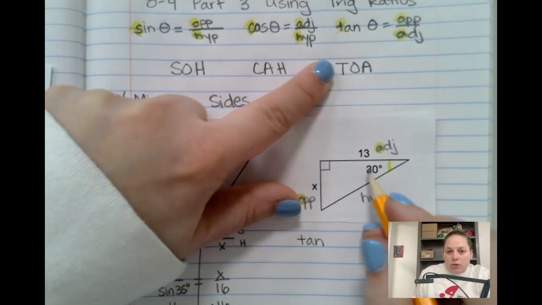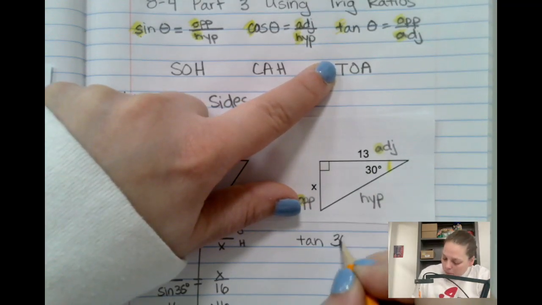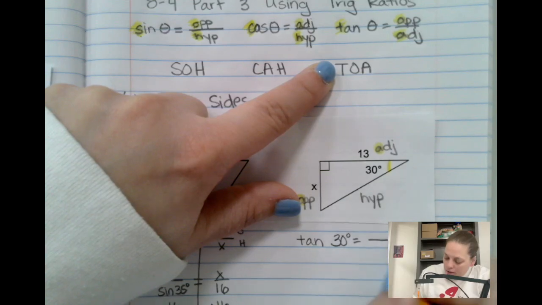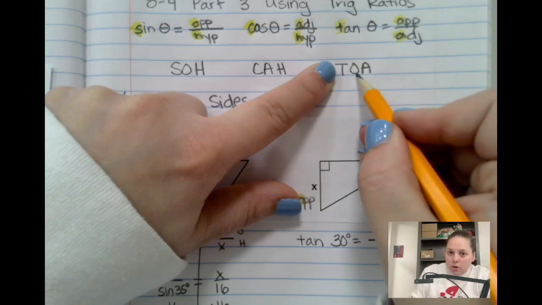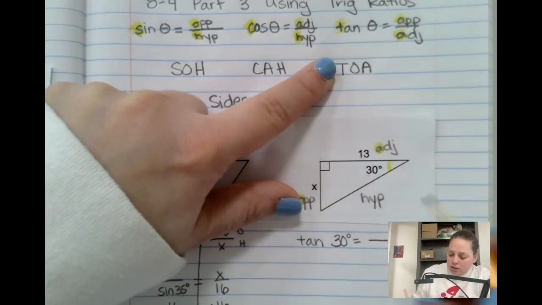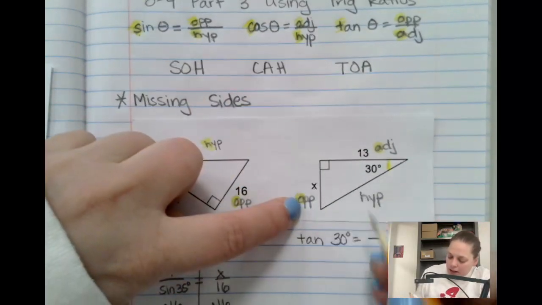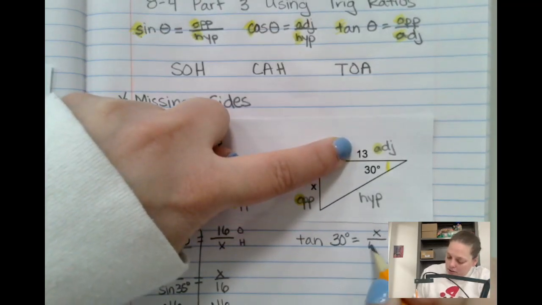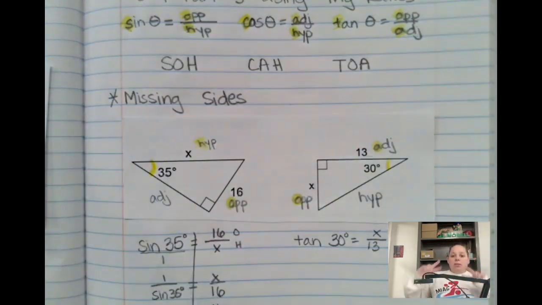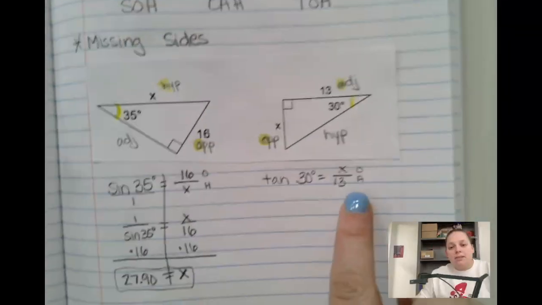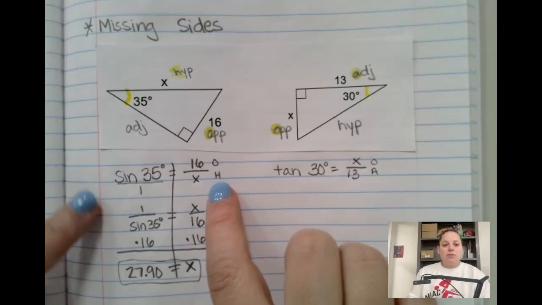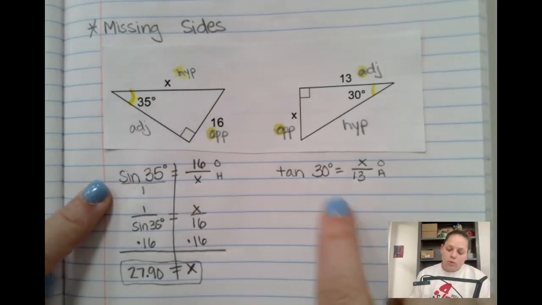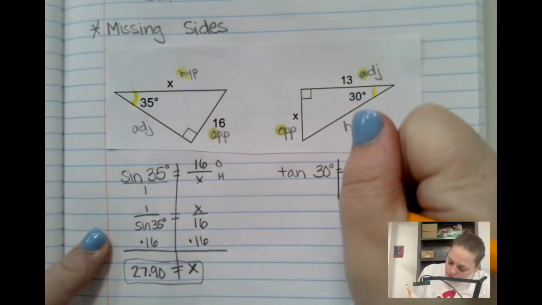So I'm going to say tangent of my angle, 30 degrees. Now it's OA, so O over A. SOHCAHTOA, O over A, opposite over adjacent. My opposite was X, and my adjacent is 13. This time I don't have to flip it because my X is on top. I only have to flip it if X is on the bottom. With X on the top, I can just solve it.